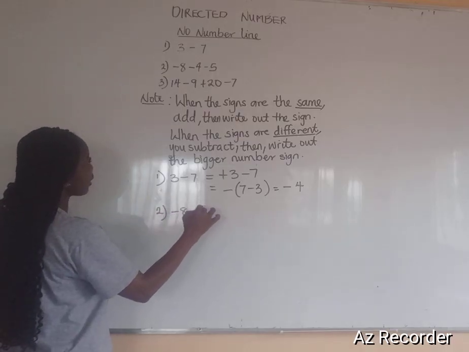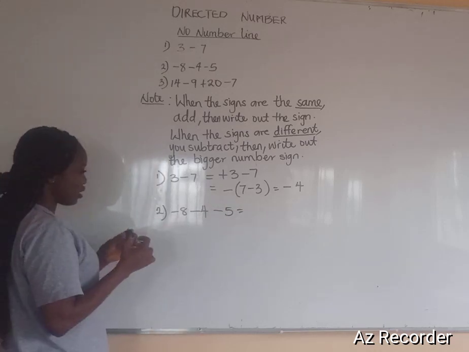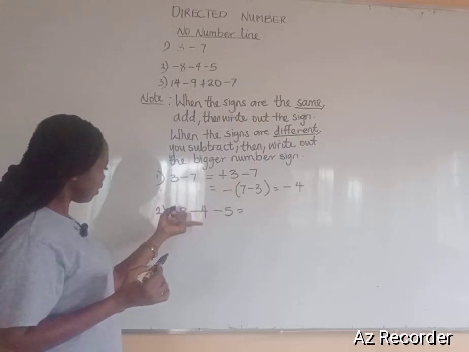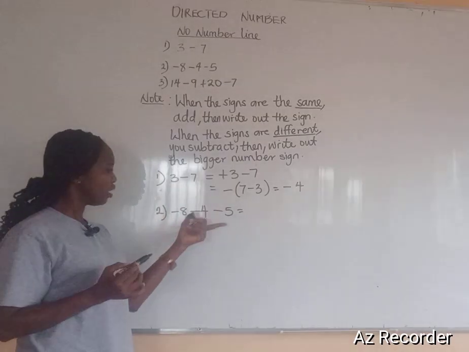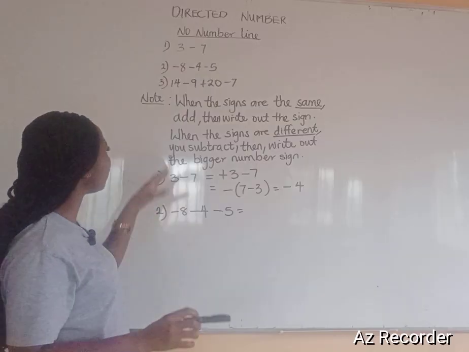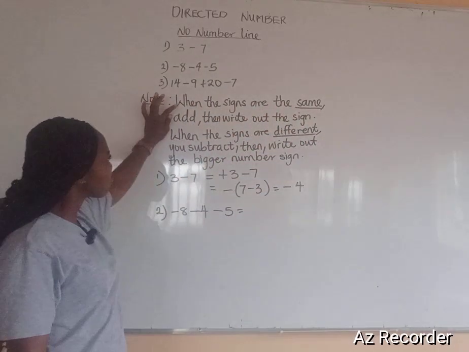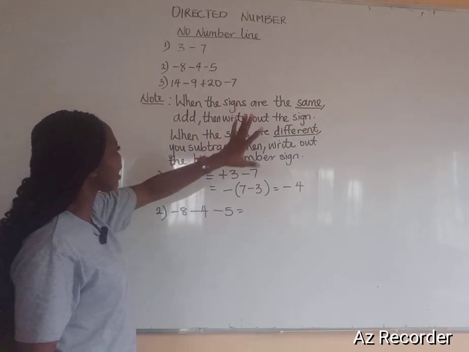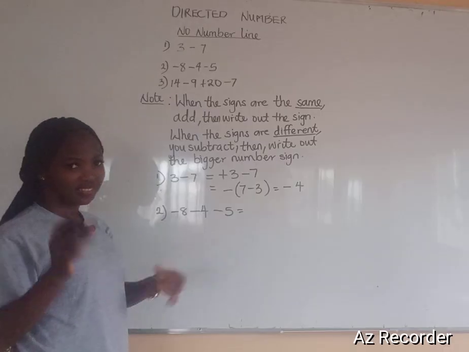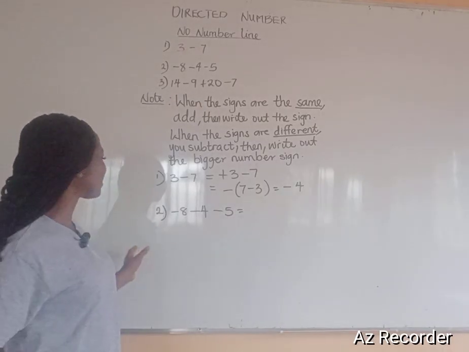Minus 8, minus 4, minus 5. Looking at this, the first number is minus. The second one is also minus. The third one is also minus. That means they all have the same sign. So this is where we are going to pick. When the signs are the same, we add, then write out the sign. Of course, the signs are the same, right? That's good. The signs are the same.